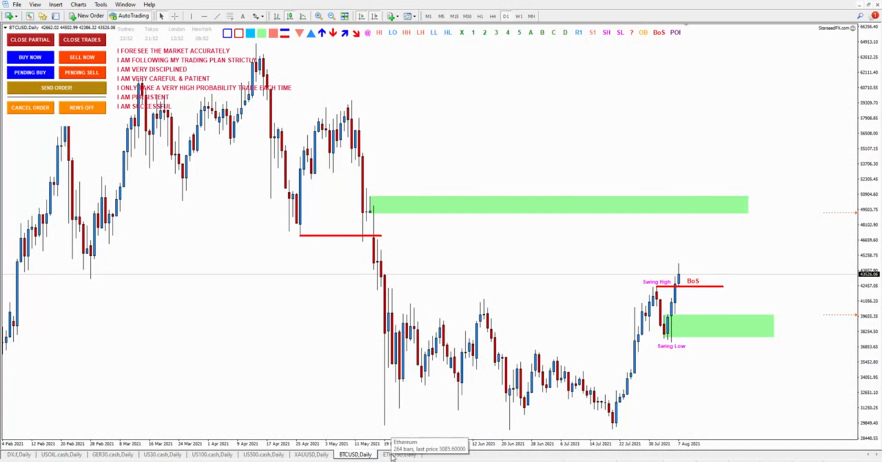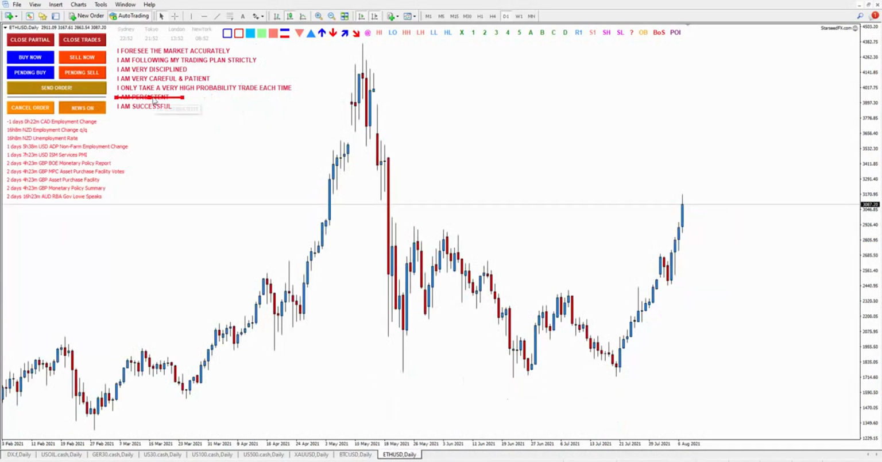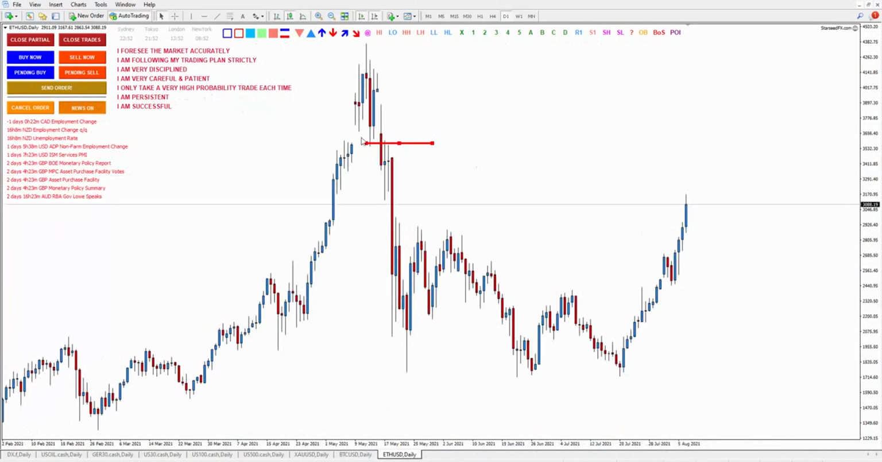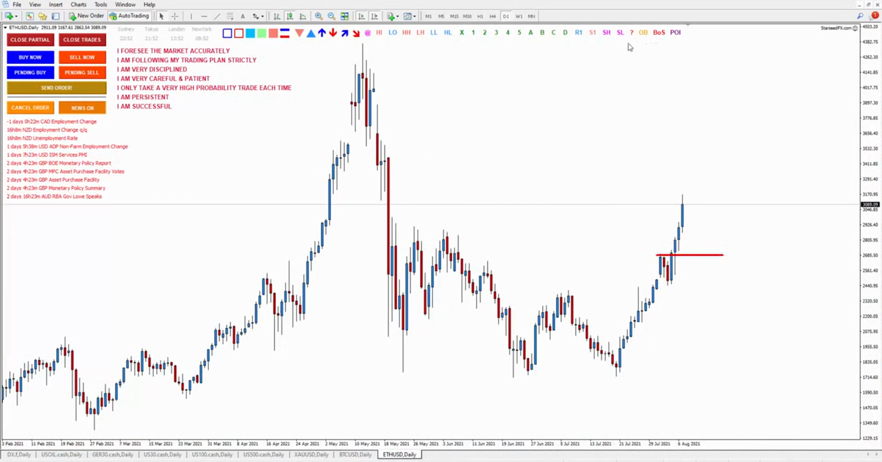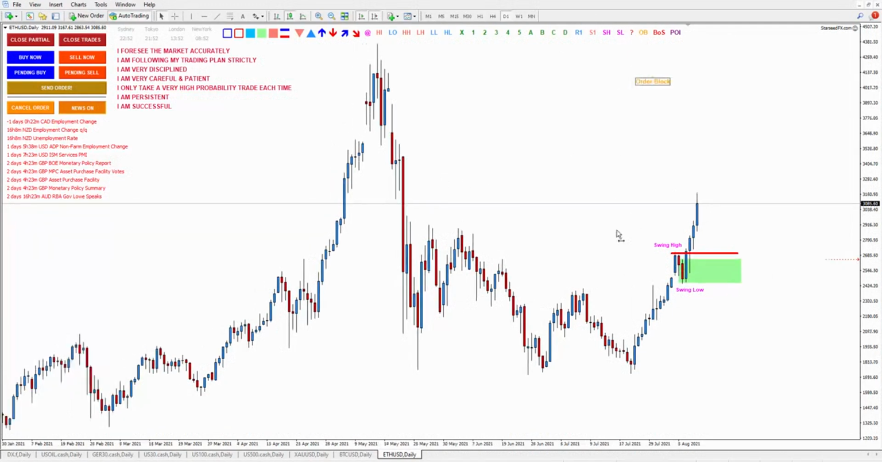All right, so now let's go to Ethereum, and it's almost similar like Bitcoin. This is the last breakout, so right now it's in a bullish mood. This is the swing high and this is the swing low. This is break of structure. Your order block is the last bearish candle before the breakout happened. It's over here. So you can set an alert around here, and that's it.